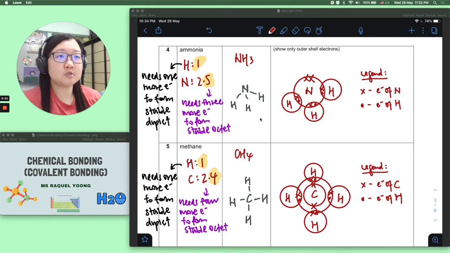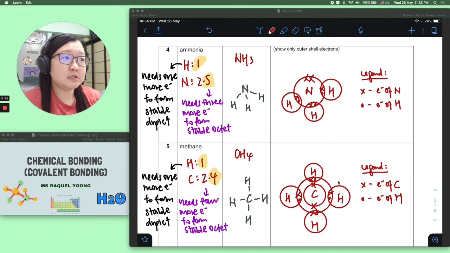Okay, let's look at question 5, methane. So methane is CH4. Hydrogen again is the same as what we saw. Carbon is 2.4. So in this case, it needs 4 more electrons to form a stable octet. Therefore, carbon in methane will share a total of 4 of its electrons, each of them shared with one from hydrogen. So if we draw all the electron shells, this is how the dot and cross diagram will look.